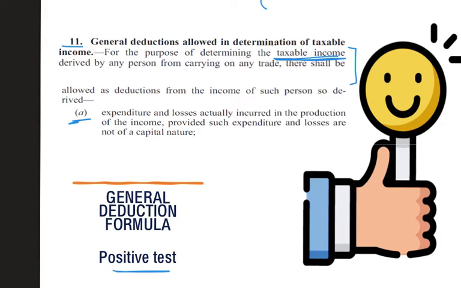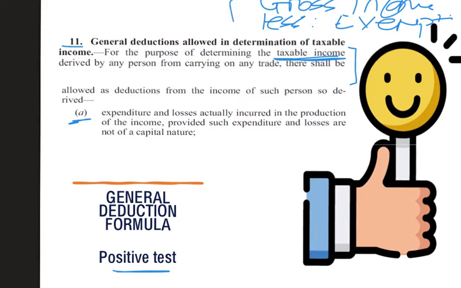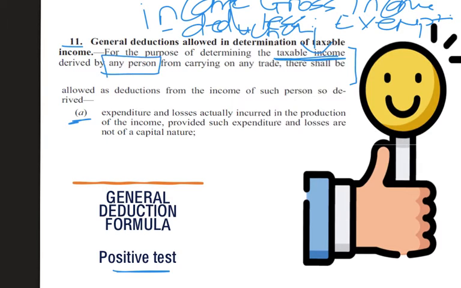So that is going to be gross income less exemptions. And the difference between gross income and exemptions is going to give me income. And then from income, I'm going to claim deductions. And the difference between income and deductions is going to give me taxable income. So when I calculate taxable income derived by any person, now any person means it's a natural person or a closed corporation or a company, from carrying on any trade.